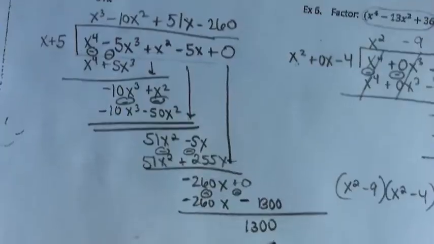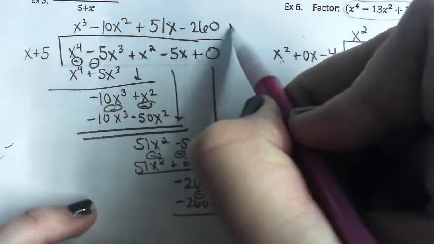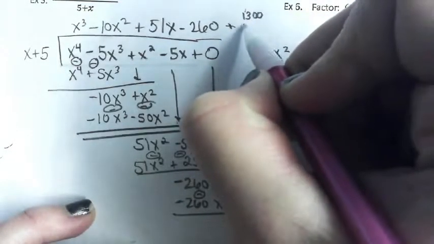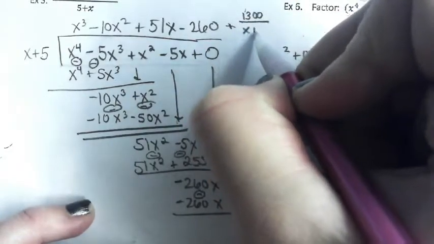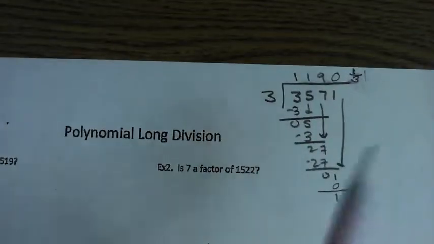So here's my point. We have a remainder on this one. If you have a remainder, it gets added on to the polynomial as whatever that remainder is over the divisor, x plus 5. Just like we did in this example, we had a remainder of 1 and we put it over the divisor 3.